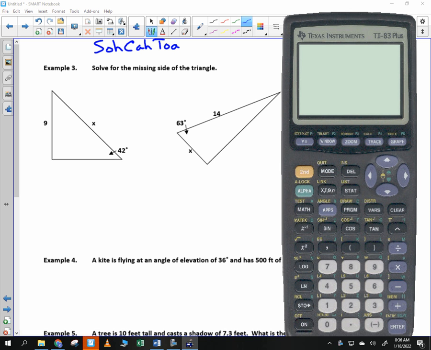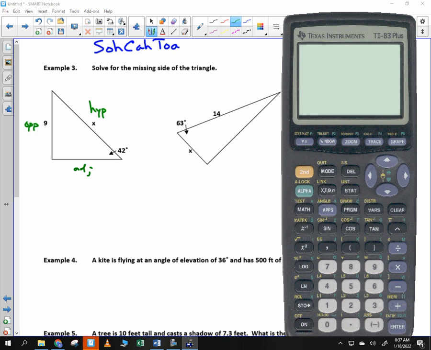Our objective today is to solve for missing sides of a triangle and to also solve triangles completely. So, look at this first example. We have a side of 9 and a side of x that we would like to find. We have an angle of 42 degrees. Opposite, adjacent, and hypotenuse. Which side is this right here? Hypotenuse. Which side is here? And that makes this the adjacent side.